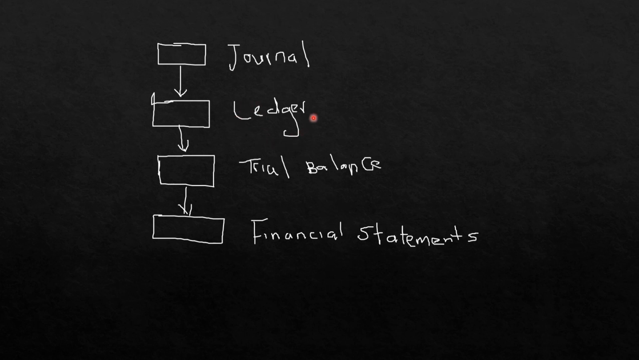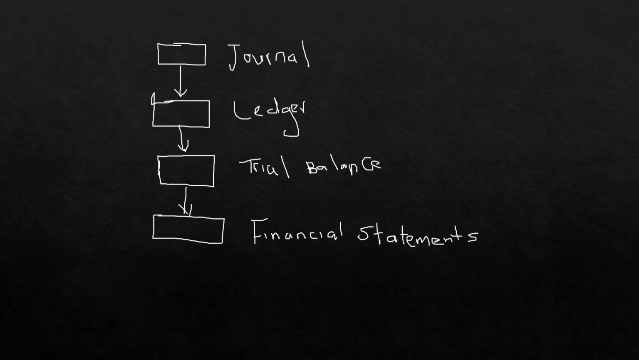Then you get these accounts from the ledger to extract a trial balance. A trial balance has two balance columns: a debit balance and a credit balance. When extracting it, you have to make sure that the balance on the credit side and the balance on the debit side are equal. Then from the entries of the same trial balance we create financial statements.